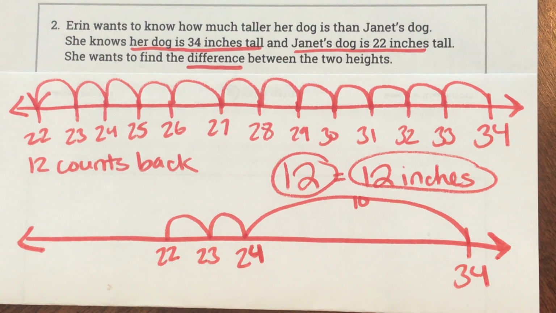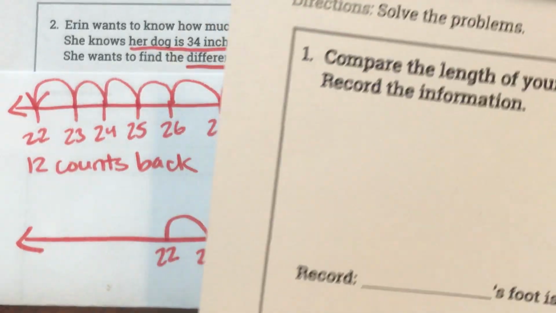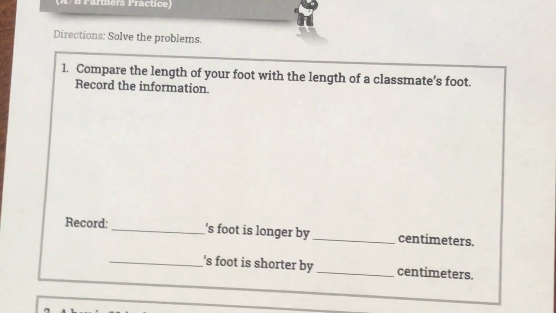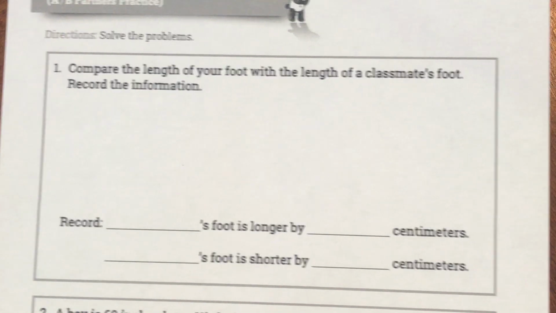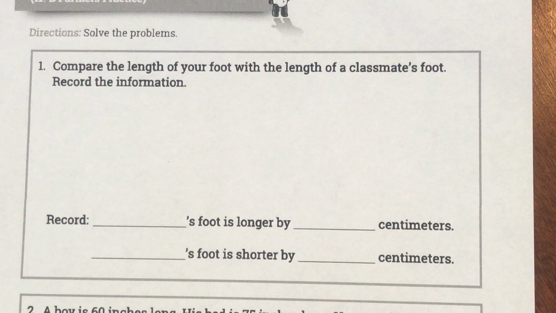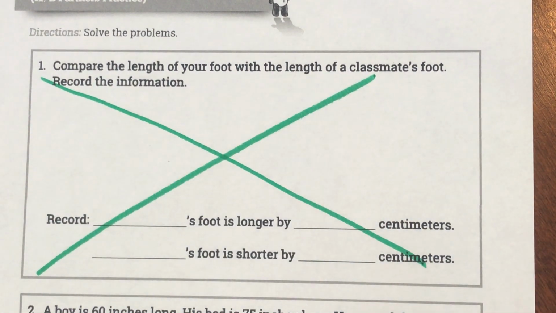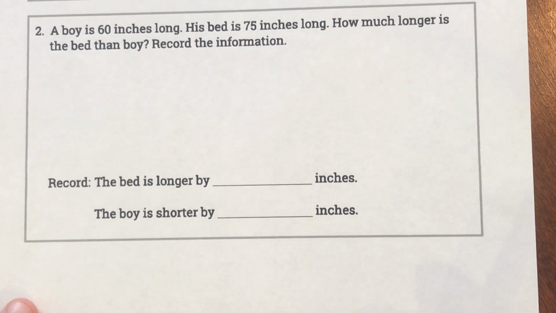Okay, so boys and girls, let's try this together. We are in your student journal on page 152. Now, if we look at our first problem, it talks about comparing the length of your foot with a classmate. Unfortunately, we're not at school right now, so we can't do this. So we're just going to cross that problem off, and we are going to go on to our next problem and do this one together.